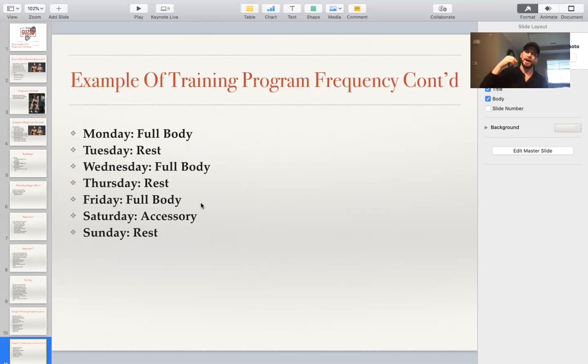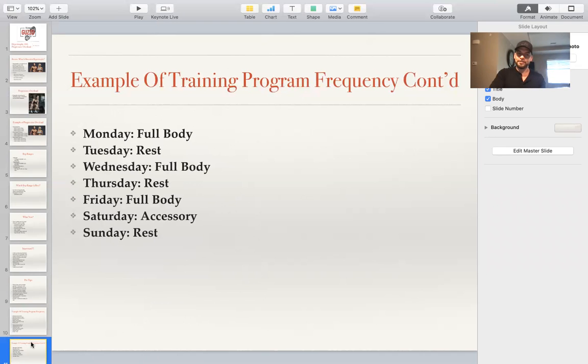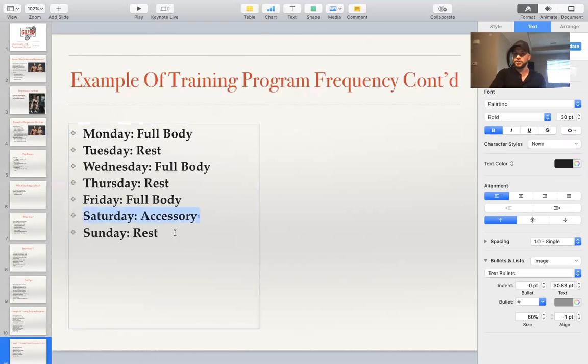rest on Tuesday, full body on Wednesday, rest on Thursday, full body on Friday, and then on Saturday, hit maybe arms, hit abs, something that you want to do. Maybe it's cardio. And I didn't add that you definitely want to do cardio in here as well at some point to a certain extent. But at the end of the day, this is a day where you just kind of go in and do whatever you feel like you need to work on. So that is how it works, guys.